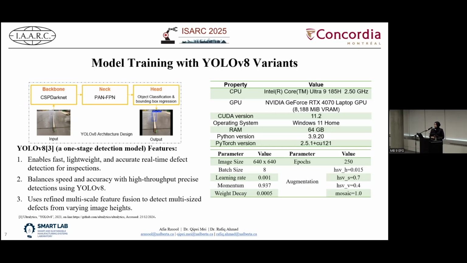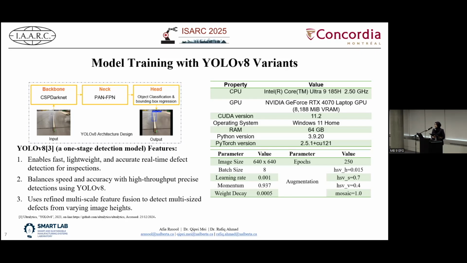So for the model training, we have used YOLO V8, which is a single stage detection model using the CSPNet as the backbone, and for the multi-scale feature extraction, because as I said, we have multiple images and multiple different defect sizes. And then for the neck, it is path aggregation network based fusion of these multi-scales. And then the head actually classifies these defects and gives the bounding boxes and their scores.